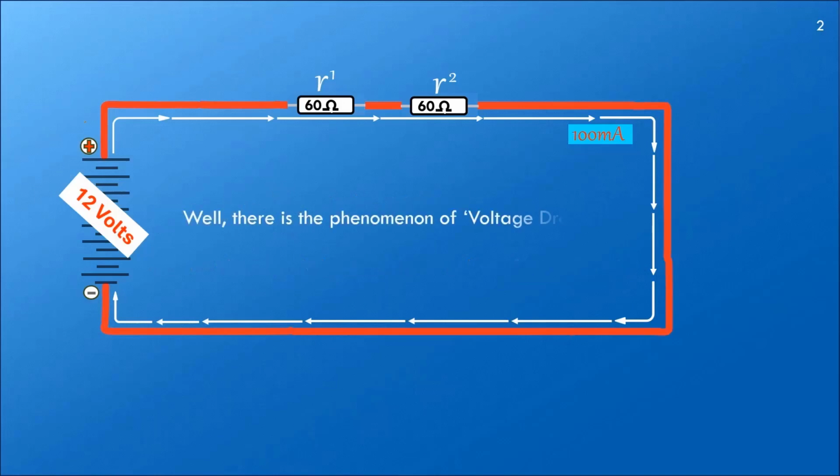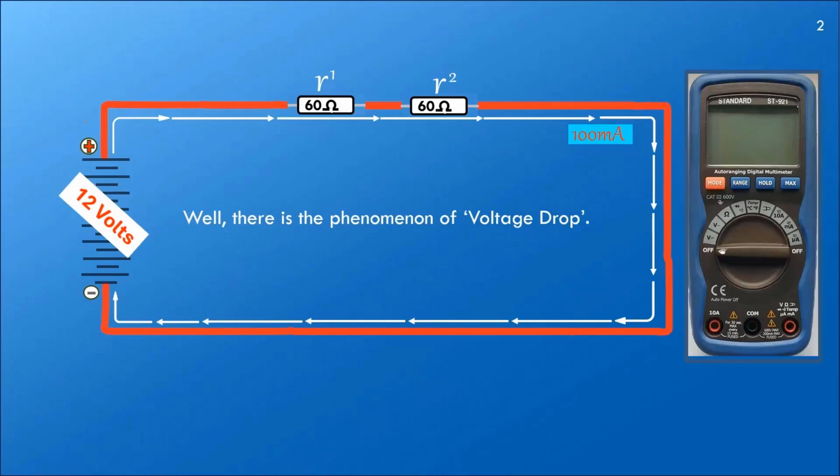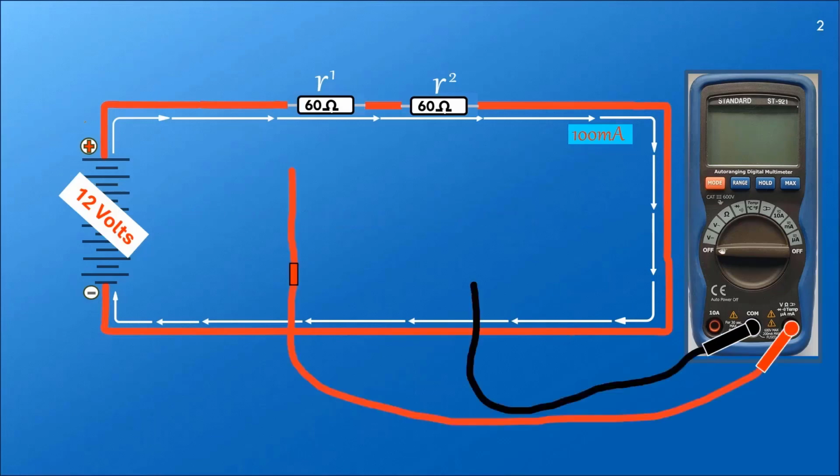Well, there is the phenomenon of voltage drop. Let's investigate that with the use of a multimeter. Let's plug in the wires to our multimeter and then we will be able to start.